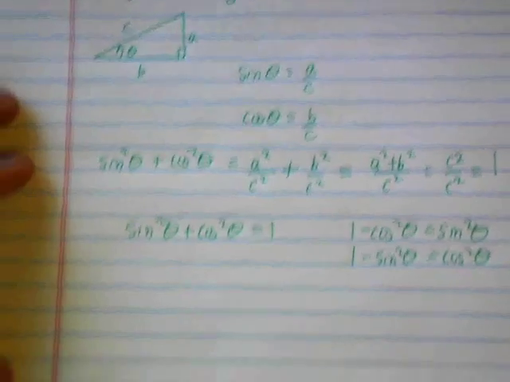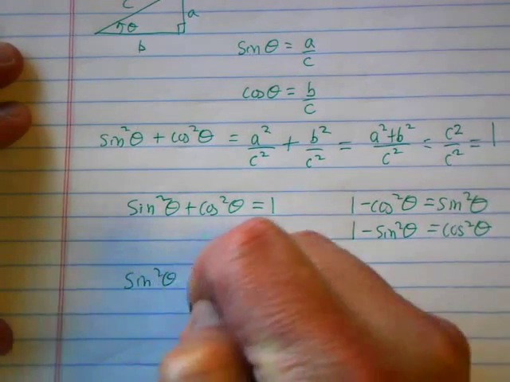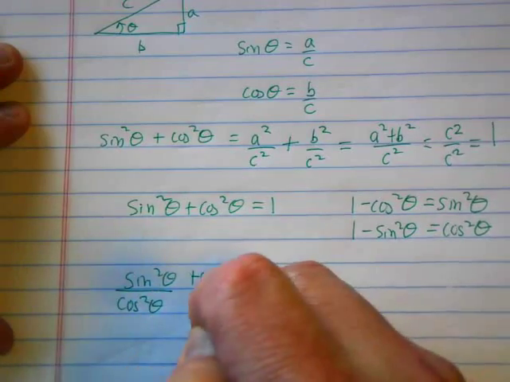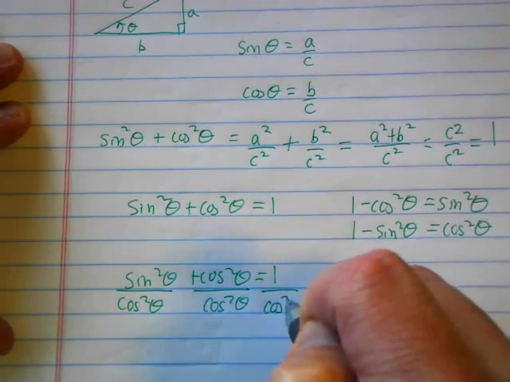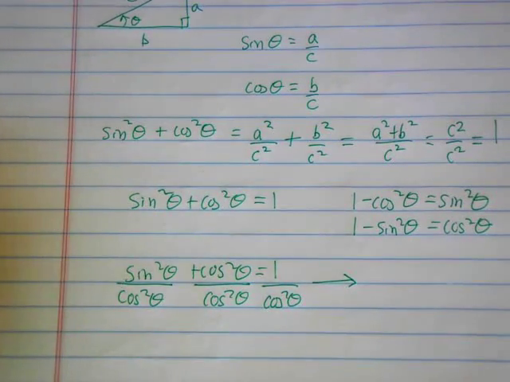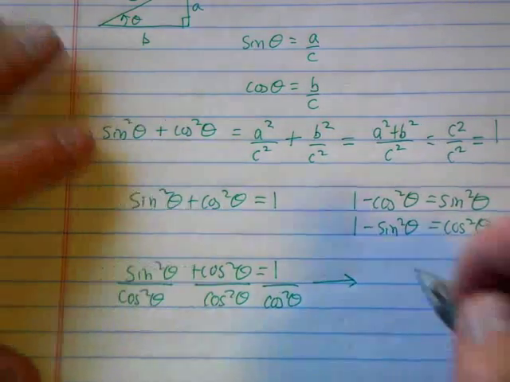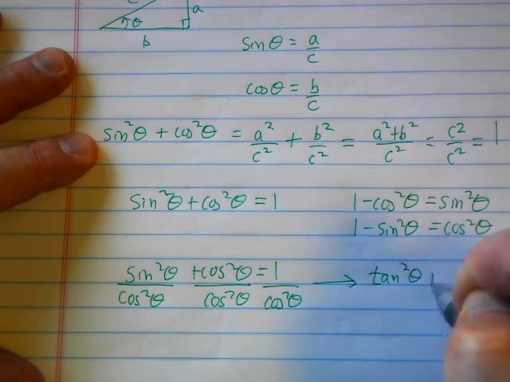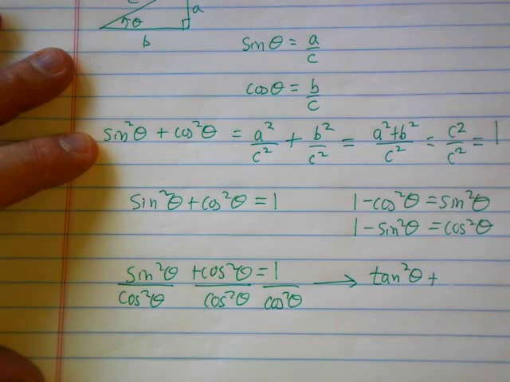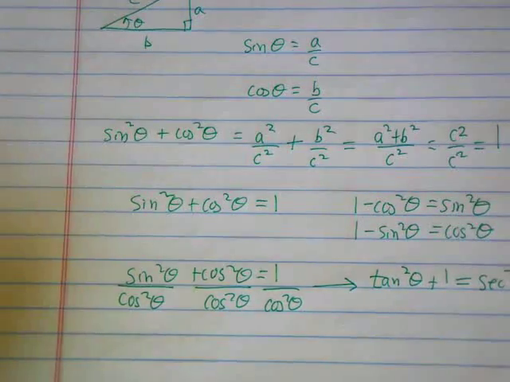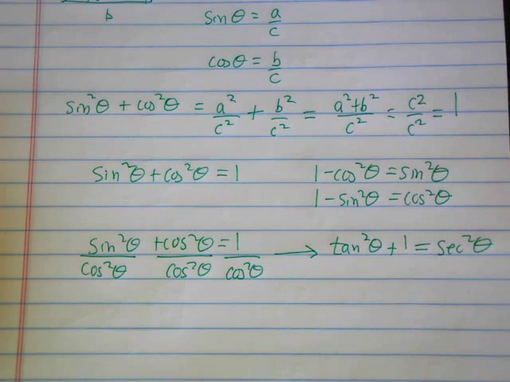All right, now I'm going to take this Pythagorean identity. Sine squared theta plus cosine squared theta equals 1. And I'm going to divide everything by cosine squared theta. What's sine squared divided by cosine squared? Tangent squared, that's correct. Tangent squared theta plus, what's cosine squared theta divided by cosine squared theta? 1 equals, what's 1 over cosine squared theta? Secant squared theta. So there's another form of the Pythagorean identity. The Pythagorean identity can also be written as tangent squared plus 1 equals secant squared.